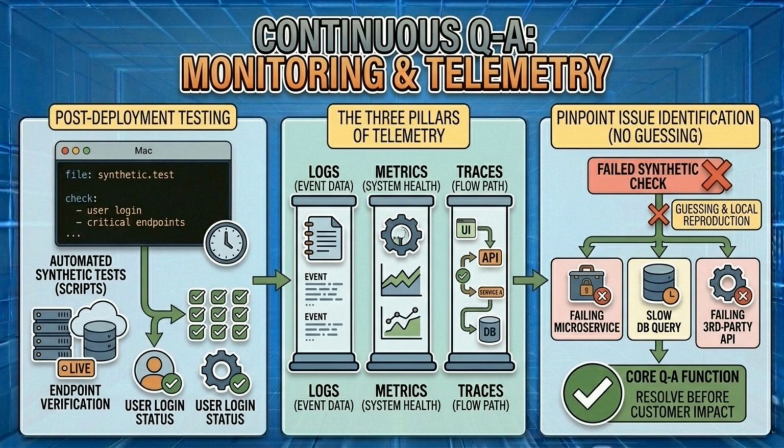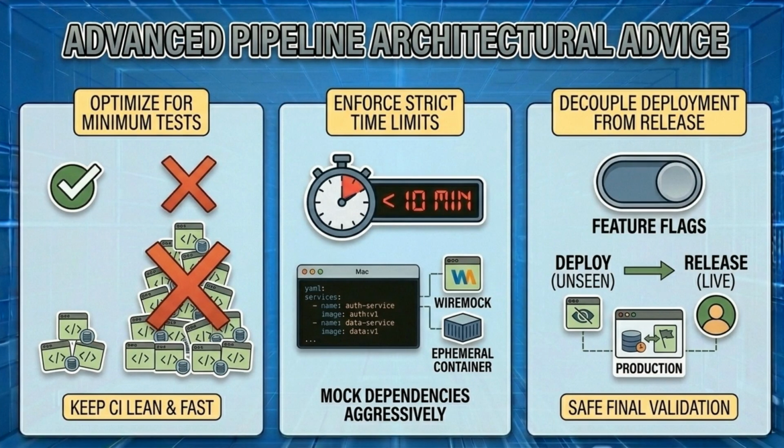This is where you must master the three pillars of telemetry: logs, metrics, and traces. Telemetry is no longer just an infrastructure problem. It is a core QA function. When a pipeline test fails or a synthetic check drops in production, you shouldn't be guessing. You shouldn't be wasting hours trying to reproduce the issue locally. Rich telemetry allows you to instantly pinpoint the exact microservice, slow database query, or failing third-party API that caused the bottleneck. To implement this advanced pipeline, here is practical architectural advice you can apply immediately.